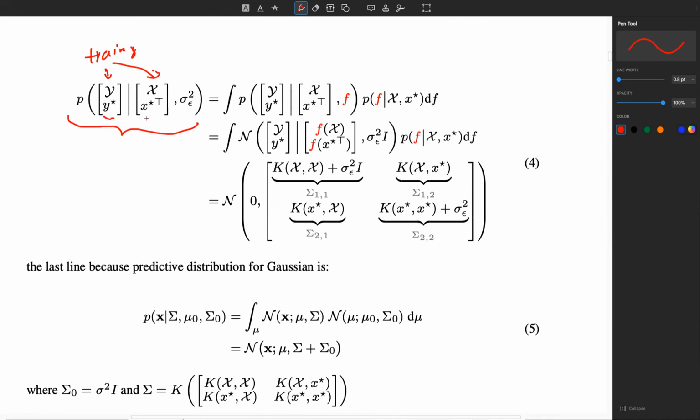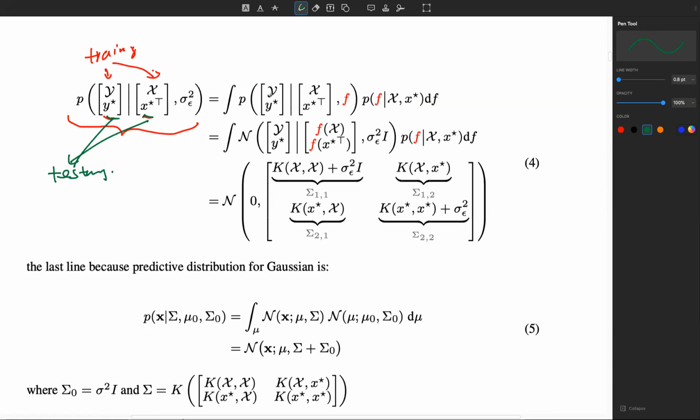And these two are my testing. So I'm just using a different color. I'm actually trying to model a joint density between my training label and my testing label. Yeah, I can do that, because I know everything is modeled using the Gaussian process. So I know jointly it's also Gaussian.